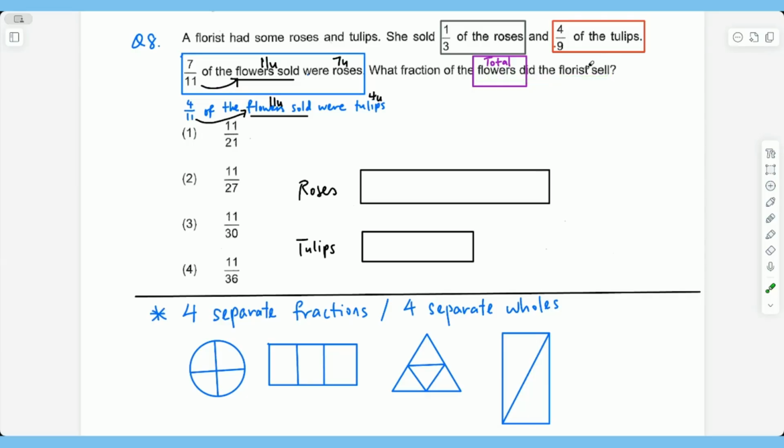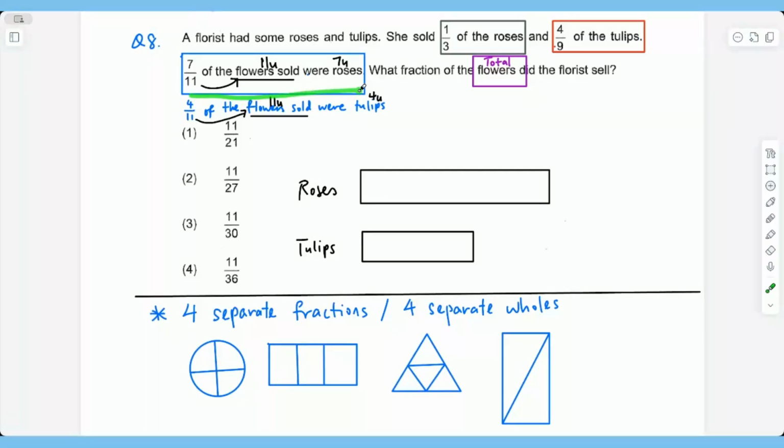In this question, there are 4 separate fractions or 4 separate wholes. You can visualize it this way. This is one whole. This is another whole. This is another whole. And this is another whole. And they are all separate wholes or separate fractions. Now back to the question. 1/3 of the roses, this is one whole. The tulips is another fraction. And then here, the flowers sowed is another separate fraction.